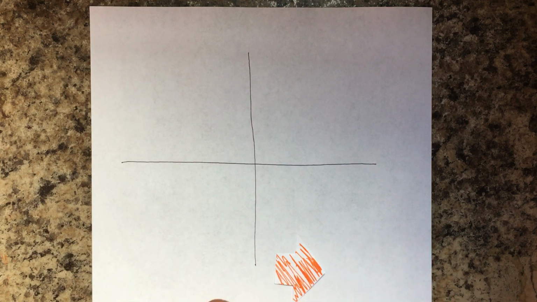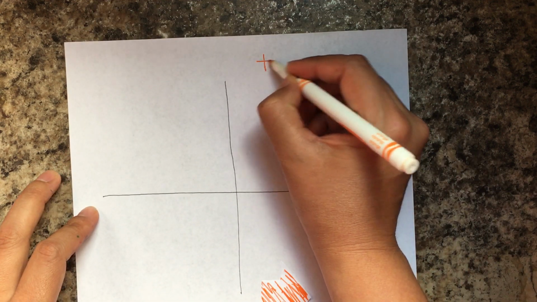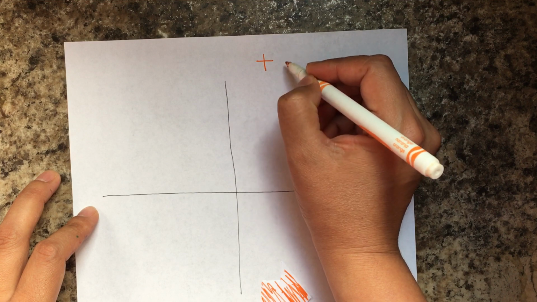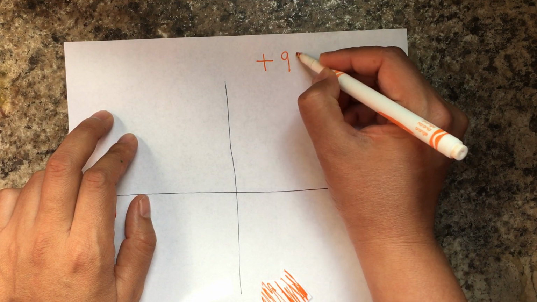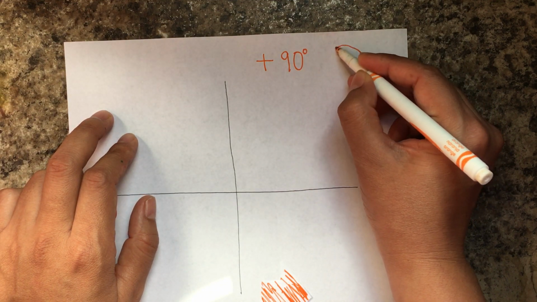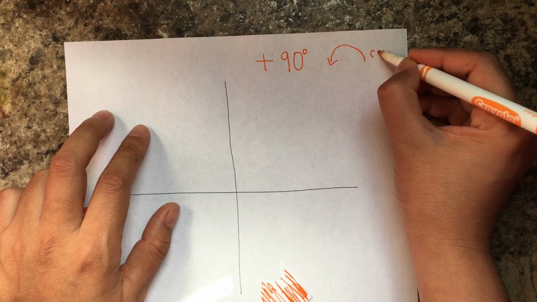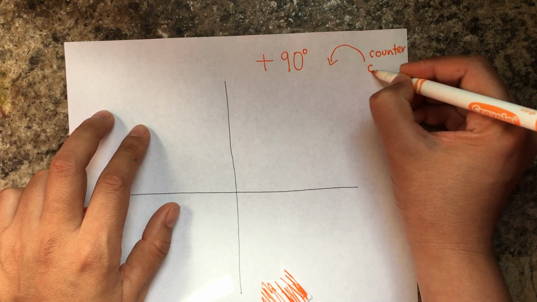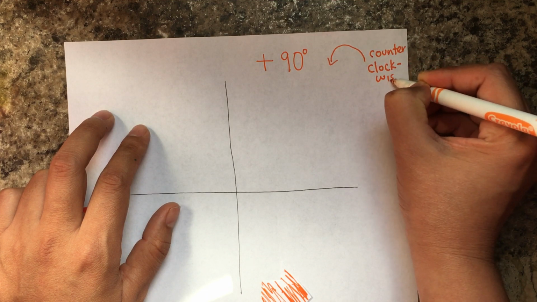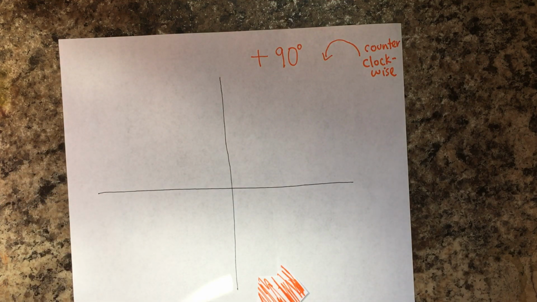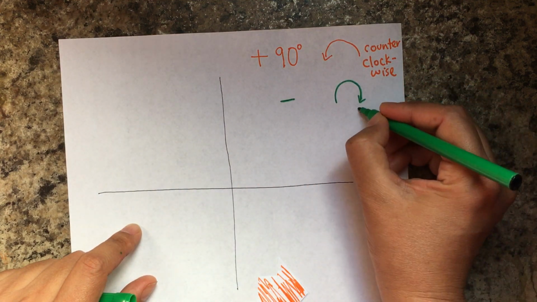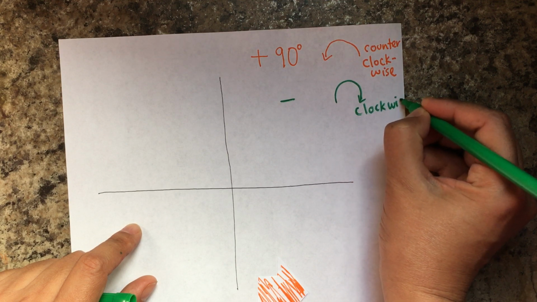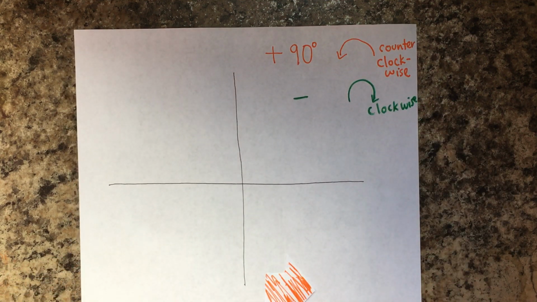Another thing that you need to know is that positive 90 or negative 90 are two different directions. When it's positive, let's say 90 degrees, that means you're going to go counterclockwise. And if the degrees are negative, then you're going to go clockwise. Those are important points.